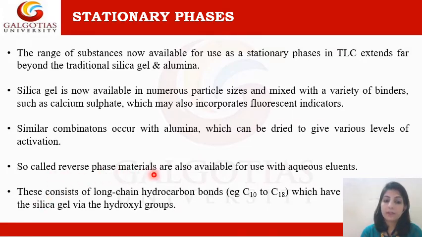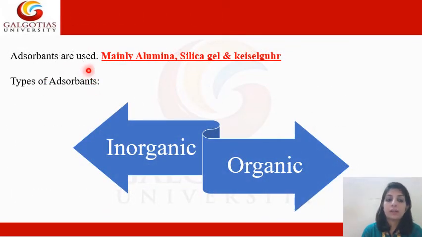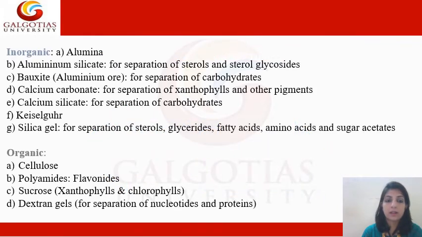In case of reverse phase materials, we have generally octadecyl silane. These consist of long chain hydrocarbon bonds like C10, C18, which have been bonded with silica gel via the hydroxyl groups. So adsorbents that can be mainly used are alumina, silica gel and Kieselguhr. Your types of adsorbent can be inorganic and organic. The adsorbents that we are having generally fall into two categories: either they are inorganic in nature or they are organic in nature.